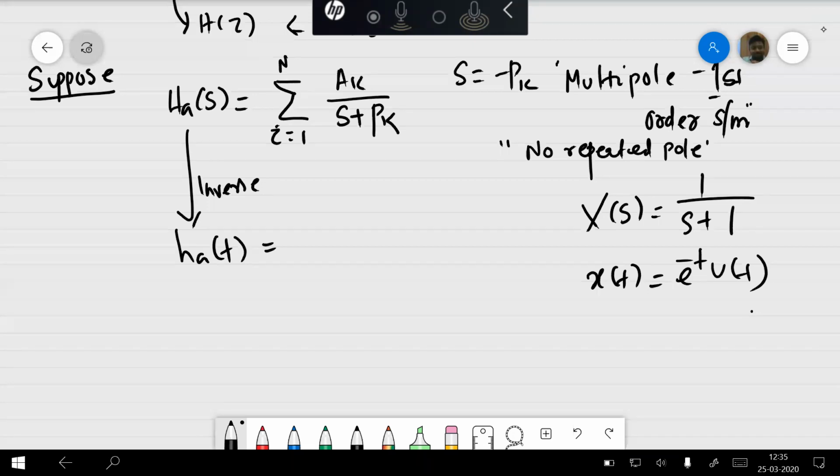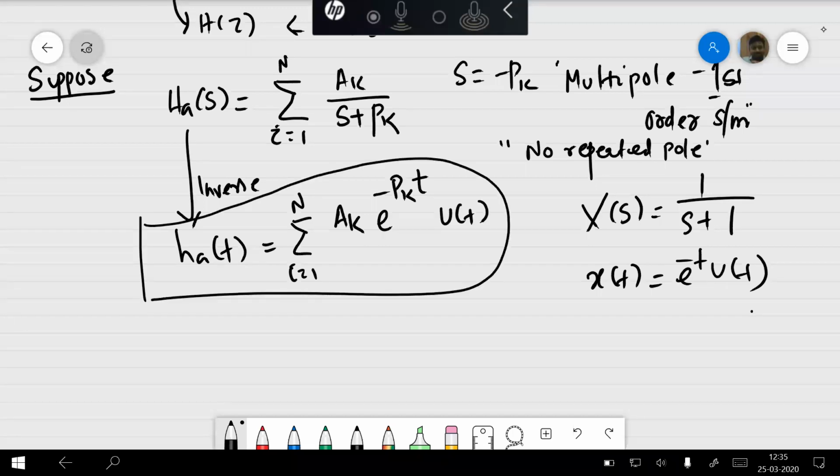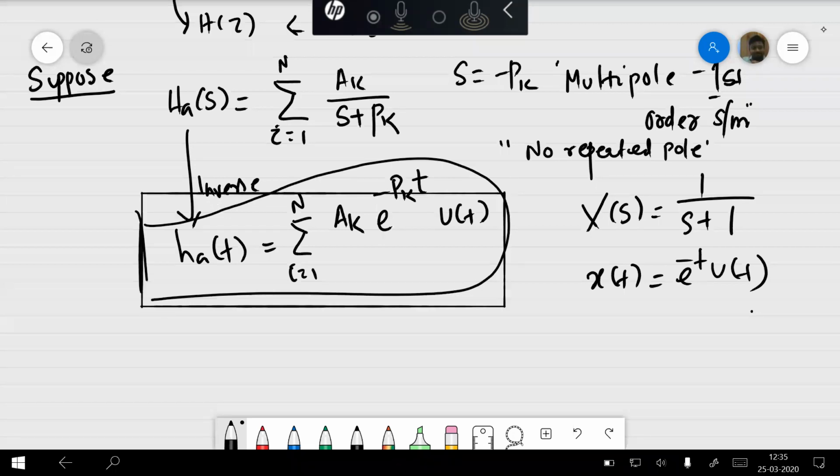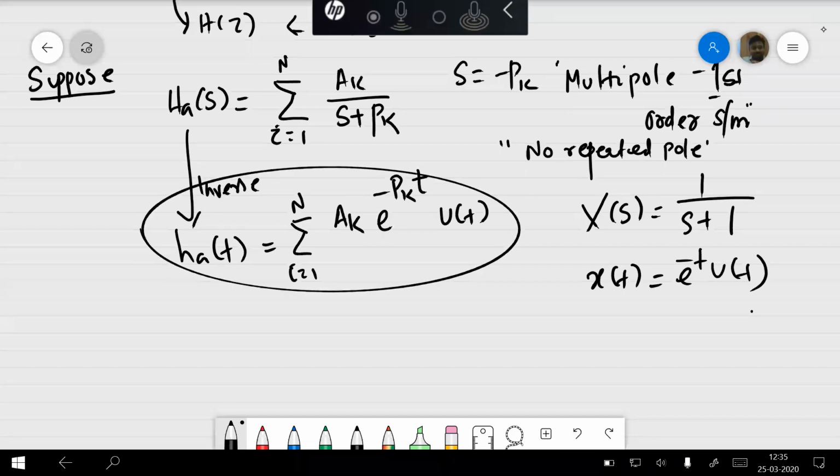So it is quite simple. The summation is not going to cause any problem. Summation from 1 to N, ak is a constant, it can stay there. So s equal to minus pk gives e to the power minus pk into t, and u of t. That's all. That is my inverse of this particular case.